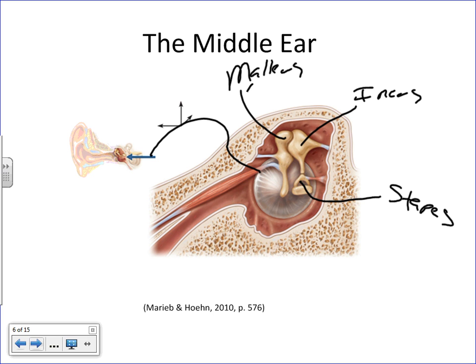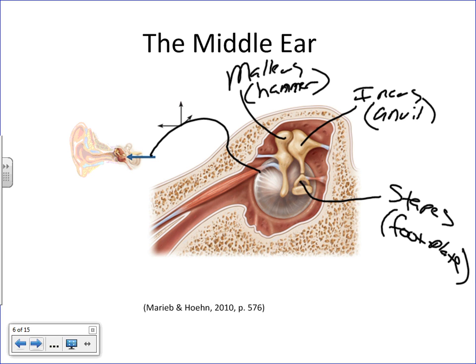So what's going to happen, we call the malleus the hammer. So that we call the malleus the hammer. We call the incus the anvil. And the stapes, the footplate.